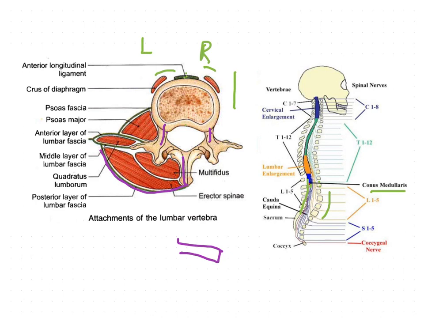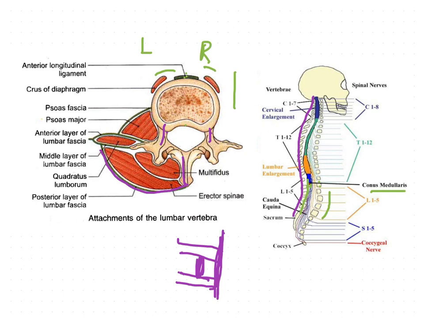That means this is one spine of one vertebra, and this one is another spine of another vertebra. In between these two spines one ligament is present, called the interspinous ligament, and another ligament called the supraspinous ligament. The supraspinous ligament attaches all the spines of the vertebral column. That means the supraspinous ligament is present on the posterior aspect, connecting all the spines of the vertebral column.